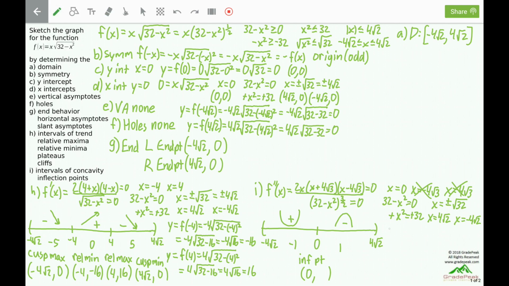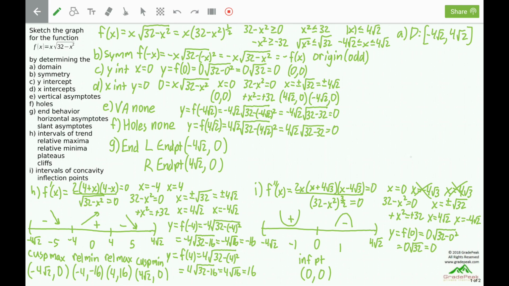So y equals f of 0. Plugging into the original function will give 0 times the square root of 32 minus 0 squared, which is 0 times the square root of 32 minus 0, which is 32. 0 times the square root of 32 is 0. We have a corresponding y-coordinate of 0. Not a surprise because we found that to be the y-intercept as well as one of the x-intercepts.